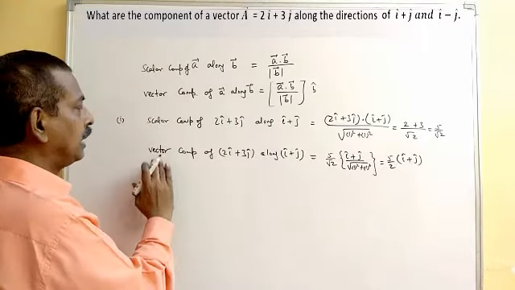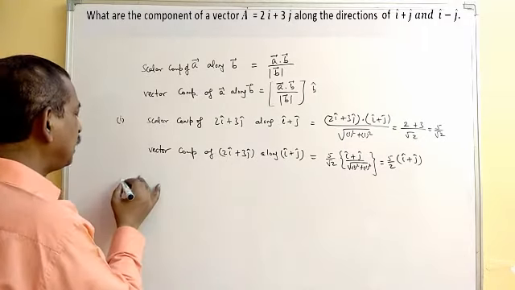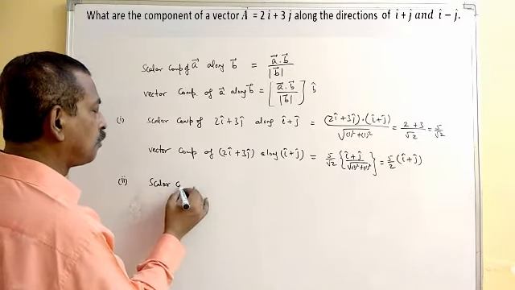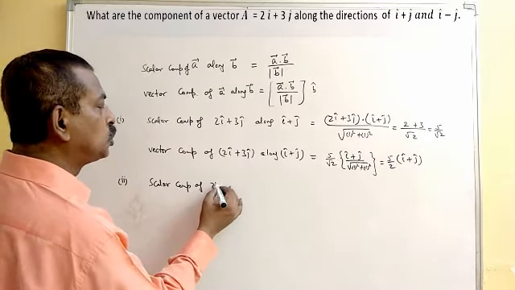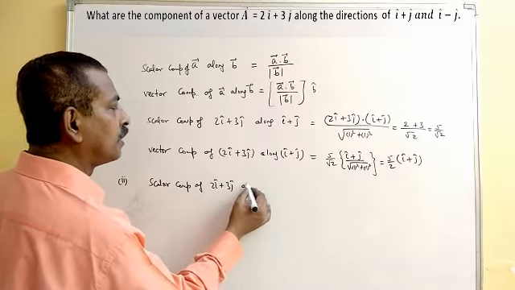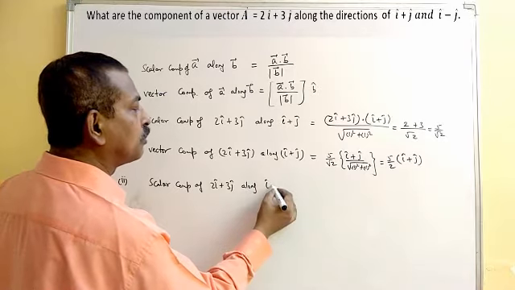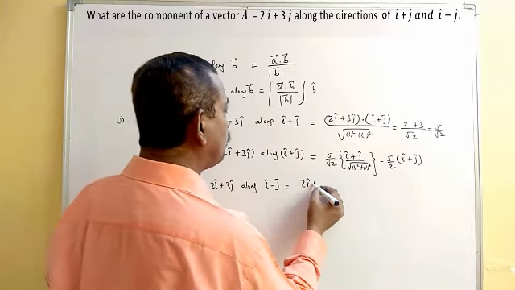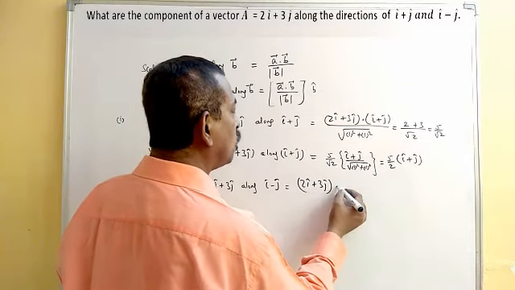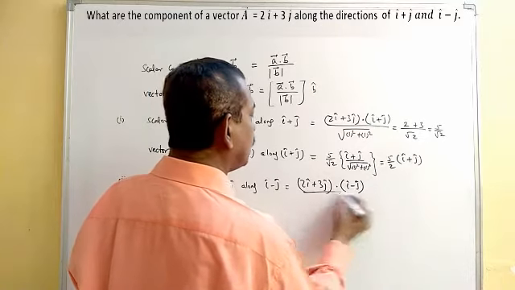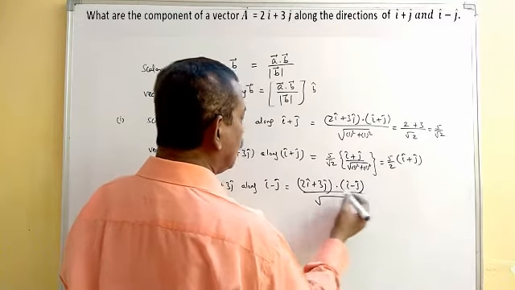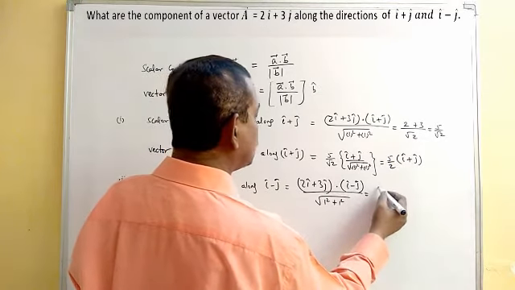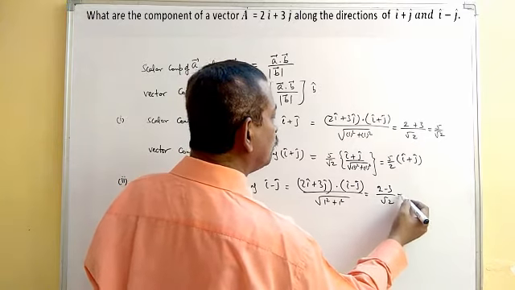So this will give you the scalar component and this is the vector component. Similarly, for the second case, the scalar component of 2i plus 3j along the second one, that is your vector i minus j, will be equal to 2i plus 3j, and you take the dot product with i minus j divided by the magnitude of this i cap minus j cap. So it is your root of 1 square plus 1 square. And this is your 2 minus 3 by root 2.